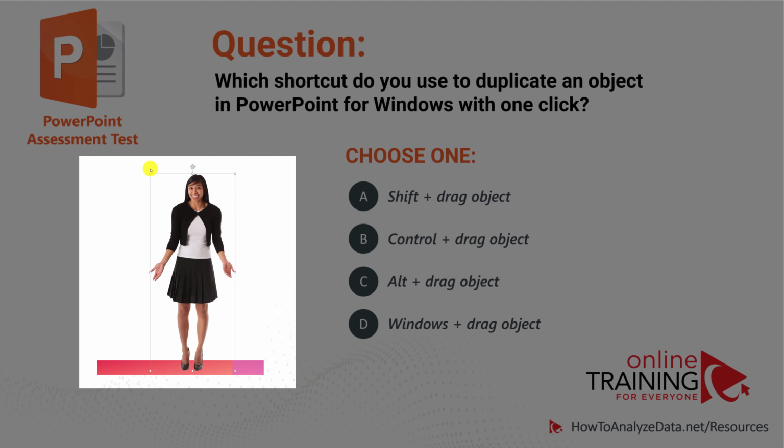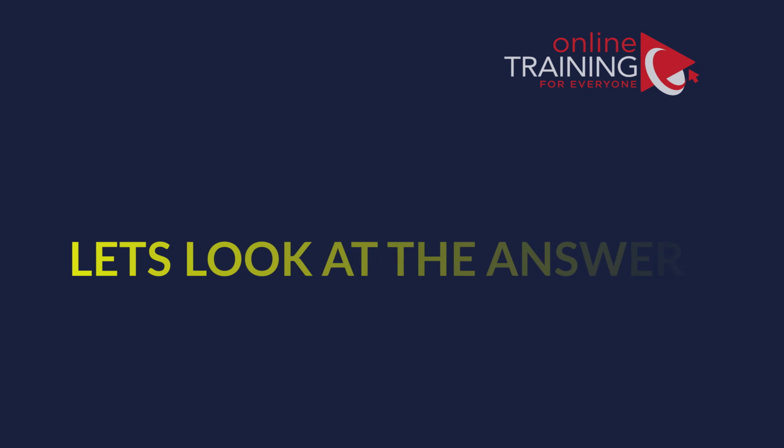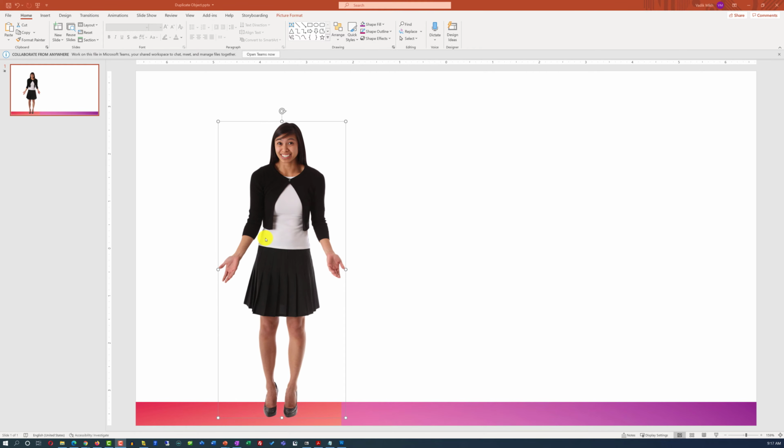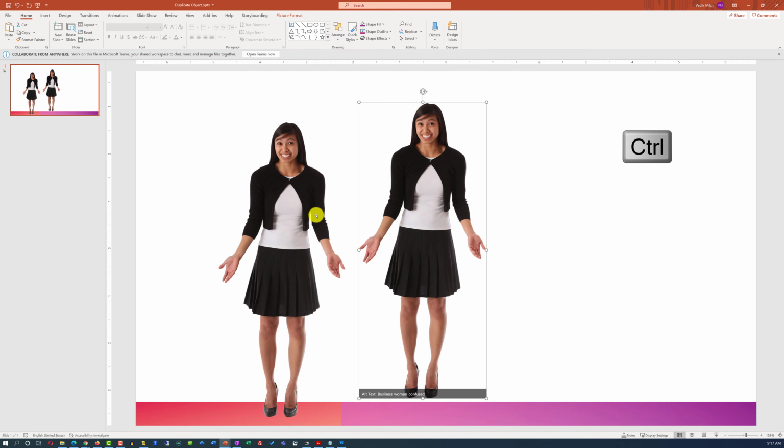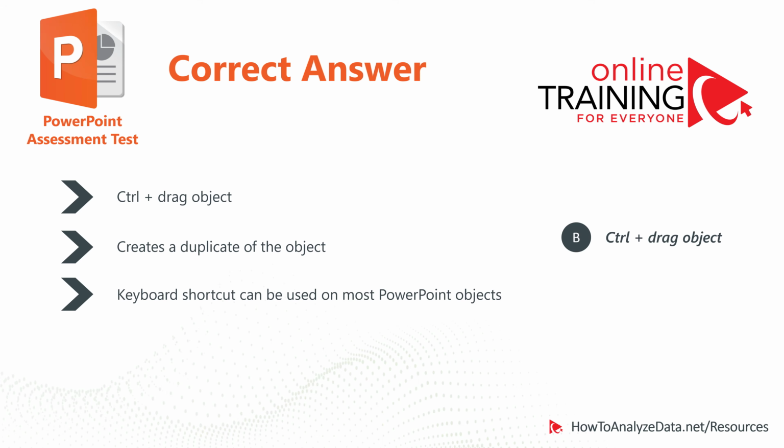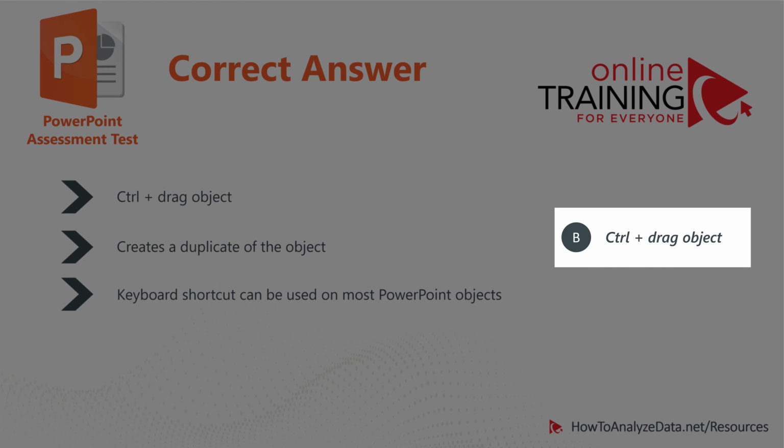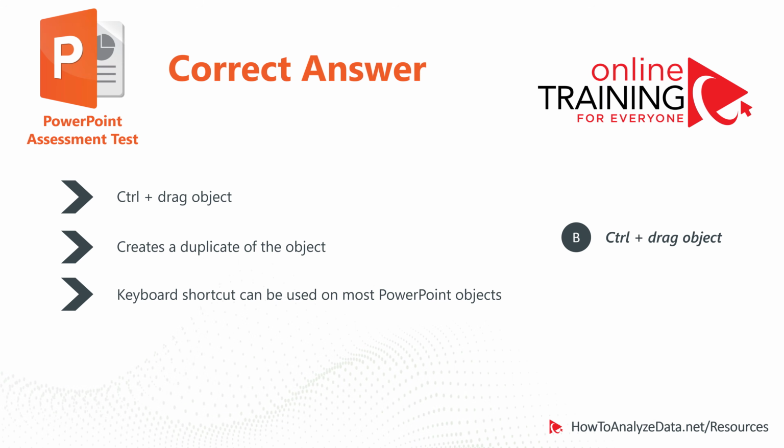Let's see if we can get to the correct answer together. It's a tricky question because almost all possible combinations have been given to you. But the correct answer is Control drag. So I hold the Control button now and drag the object. And it shows that the object was duplicated. So let's recap. The correct answer is Control plus drag the object, which creates a duplicate of the object. And this shortcut can be used on most PowerPoint objects, not just on images. Hopefully you've got this one right.